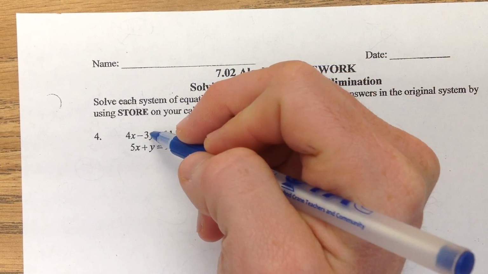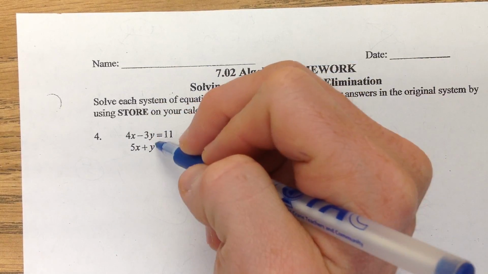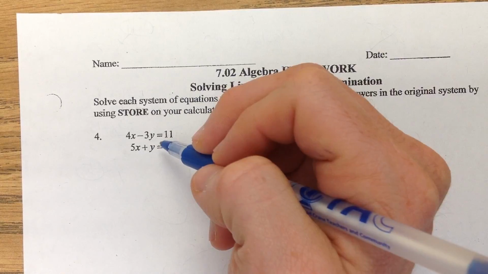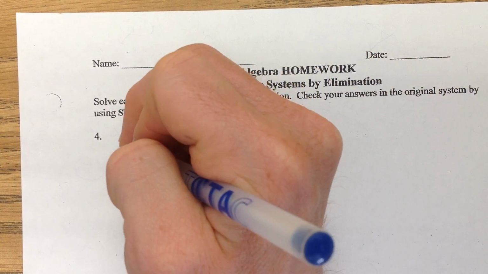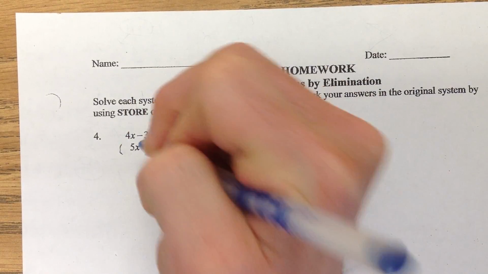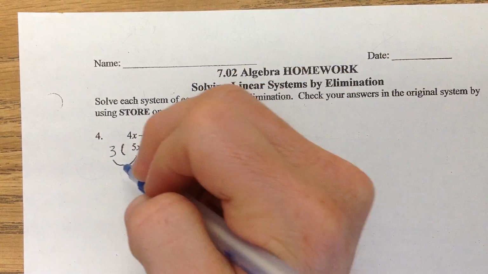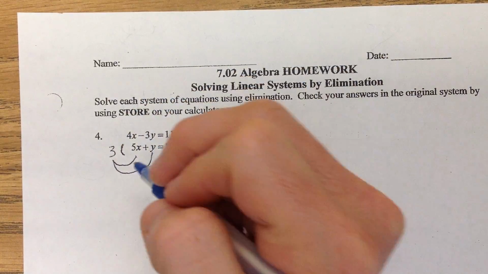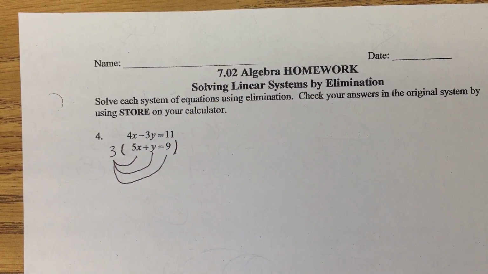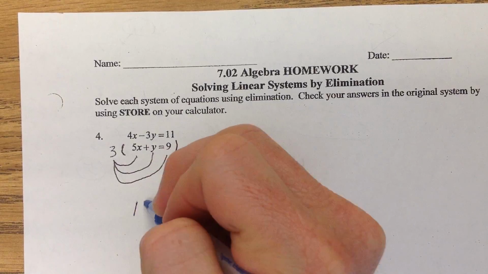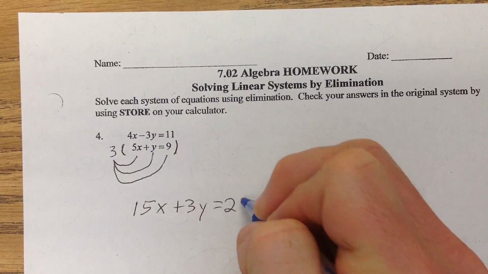So here's a negative 3. The opposite of a negative 3 is a positive 3, which means this y right here is going to need to be multiplied by 3. But I don't get to just multiply one thing by 3. I have to multiply the entire equation by 3, which means this 3 needs to get multiplied by the 5, it needs to get multiplied by the y, and it needs to get multiplied by the 9. I have to do the same thing to both sides. When I do that, I'm going to get 15x plus 3y equals 27.